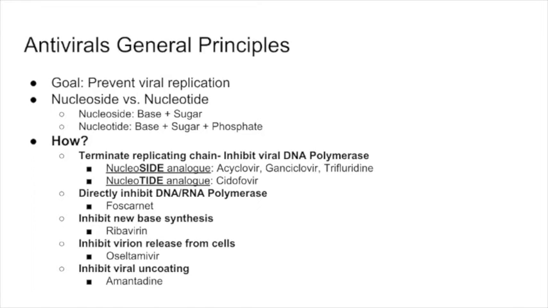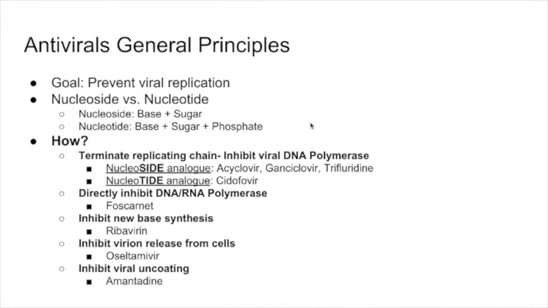So if you start looking at antivirals, you want to ask the question of how they prevent viral replication. The first group of antivirals terminate replicating chains. They go into the chain and insert themselves there, and they cause inhibition of DNA polymerase, and thus inhibition of viral replication. The classes of medications that do that are the nucleoside and the nucleotide analogs.